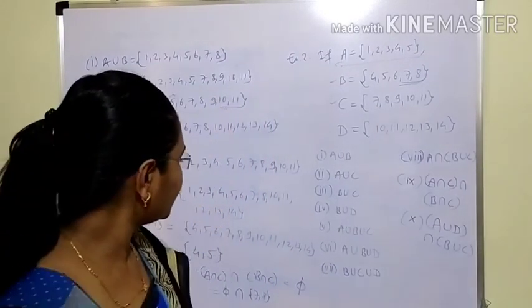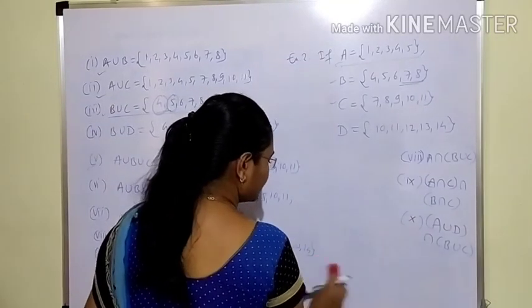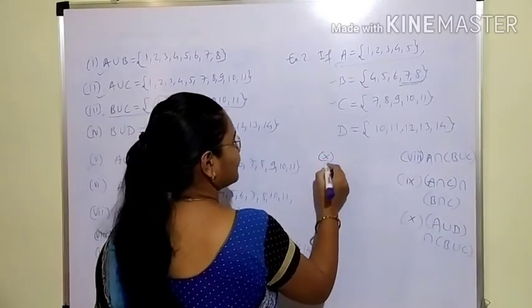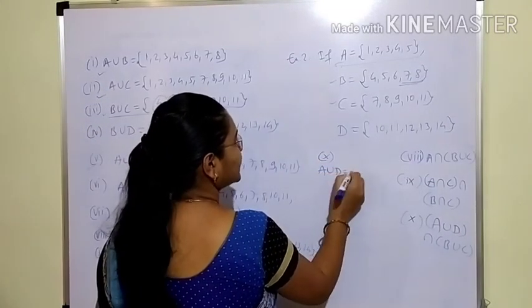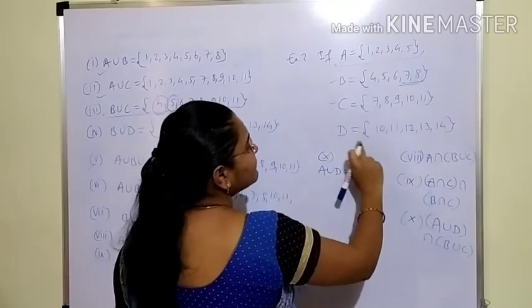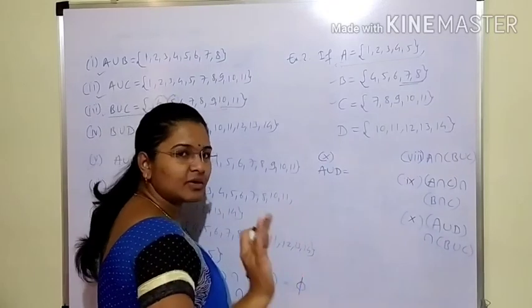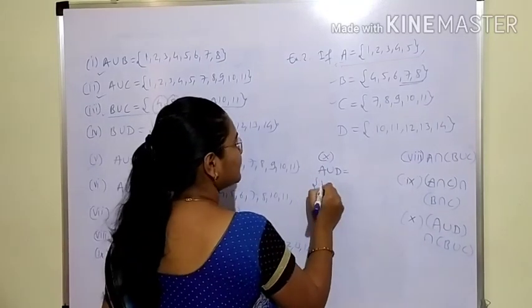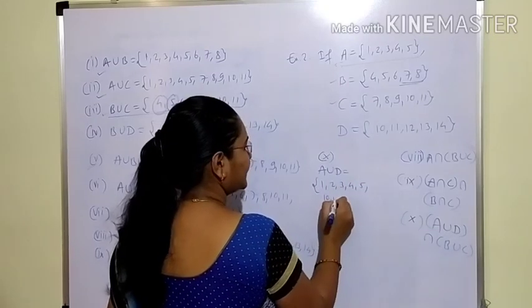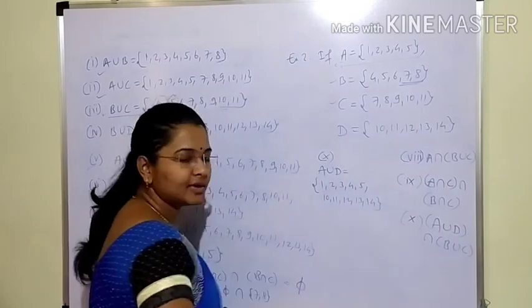Now 10th question we will see: A union D intersection with B union C. Now for solving this, I will erase these questions. A union D. Now A set and D set we have 1, 2, 3, 4, 5 and here 10 to 14 is there. No common element. So we have to write all elements as it is. So it is equal to 1, 2, 3, 4, 5, 10, 11, 12, 13 and 14. This is your A union D.